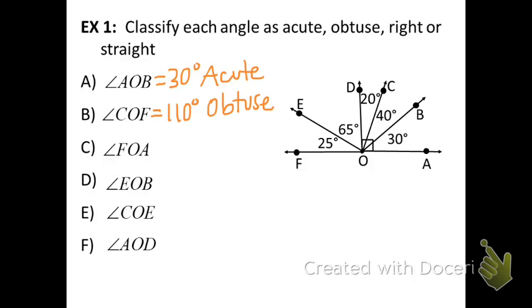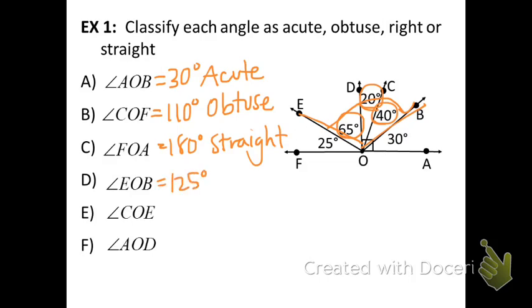Our next one, FOA. So it's a straight line there, and because it's a straight line, we know that it's 180 degrees, so we call it a straight angle. EOB. We're going to add all these up. We can see that 40 plus 20 is 60, plus another 65 is 125, and that is bigger than 90, and so we call it obtuse.